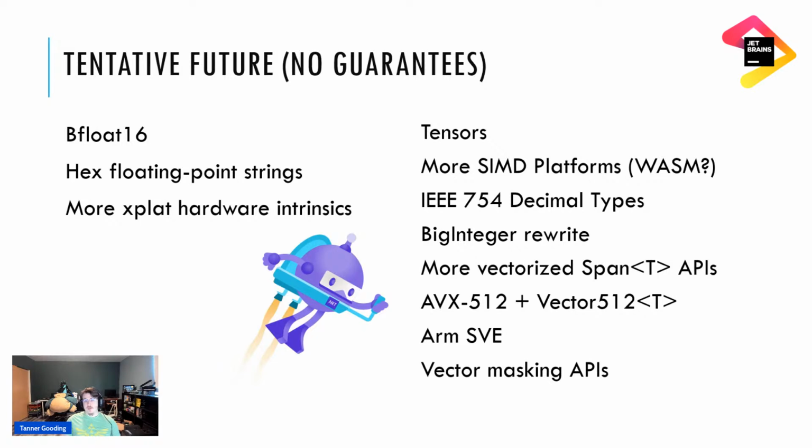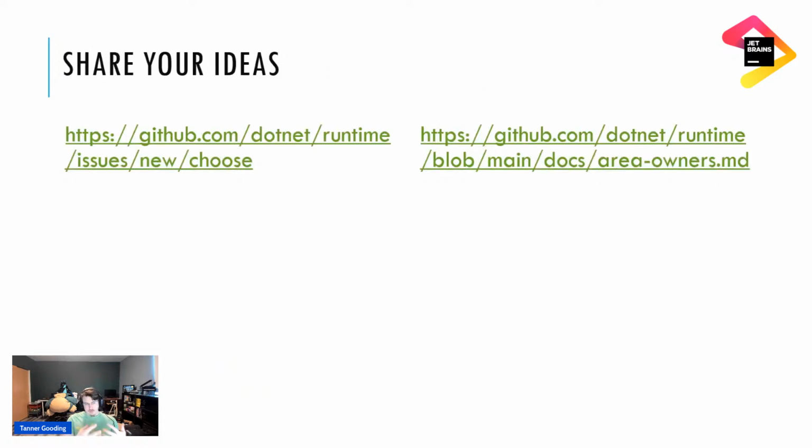We're looking at providing more in-box span APIs with vectorization behind the scenes. We are already working on providing AVX-512 and Vector512 support. We're looking at providing ARM SVE, which is the scalable vector extension support. We're looking at providing vector masking APIs and more. And of course, if you have any ideas of your own, you should feel free to share them. You can file new issues on .NET Runtime. And the only request is that if you file an API proposal, please follow the template.